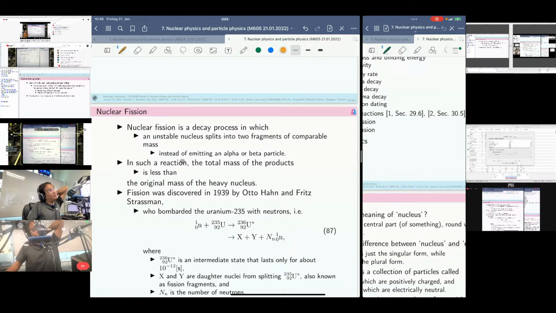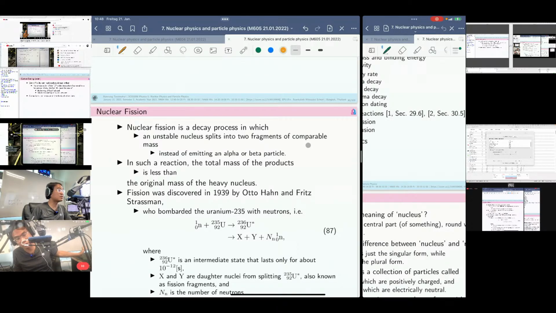But the good thing is that humans have also developed or used this process for something good, right? For example, we use nuclear fission to produce electricity. That's in the nuclear power plant. It's good, useful to everyone.